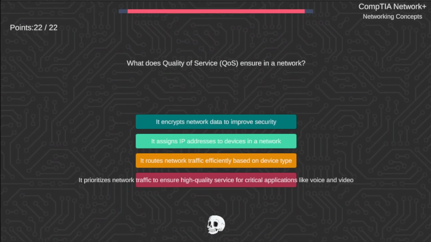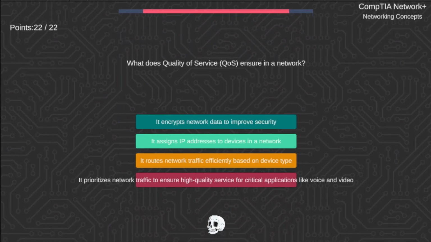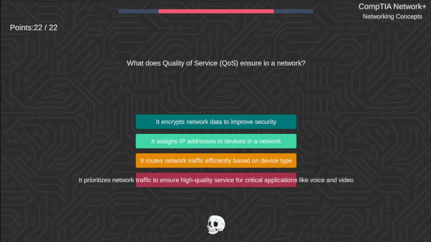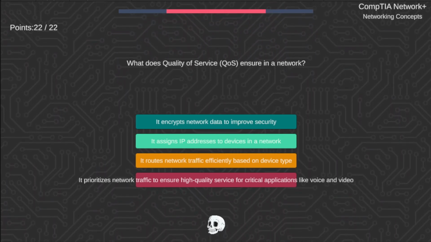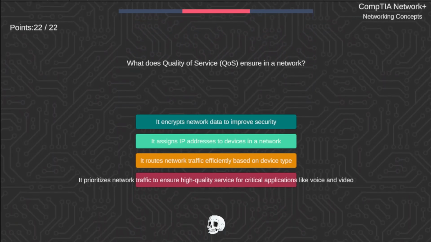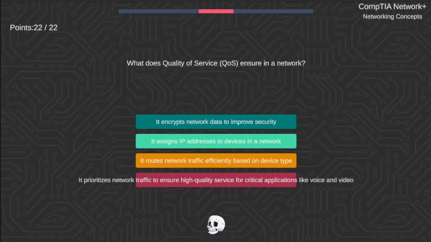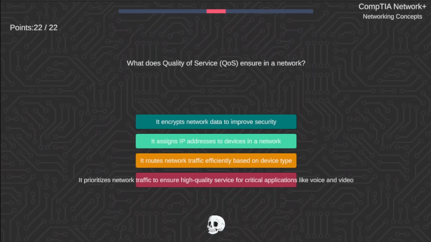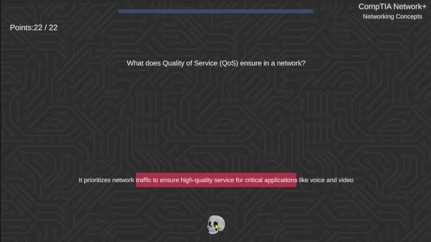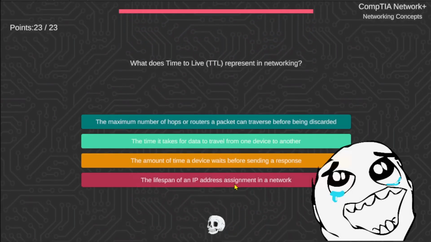What does quality of service ensure in a network? QoS, quality of service. It encrypts network data to improve security. It assigns IP addresses to devices in a network. It routes network traffic efficiently based on device type, or it prioritizes network traffic to ensure high-quality service for critical applications like voice and video. Quality of service. Correct answer is it prioritizes network traffic to ensure high-quality service for critical applications like voice and video.